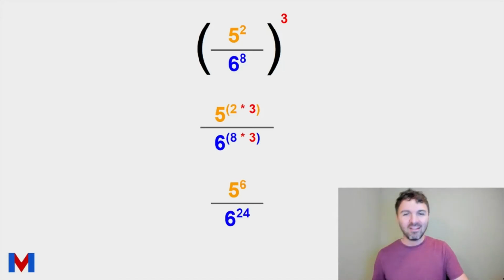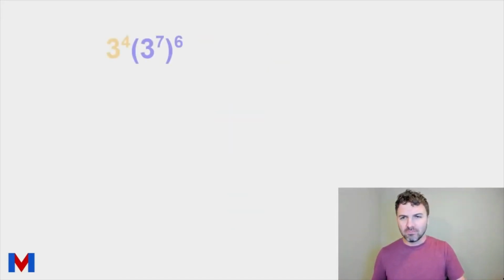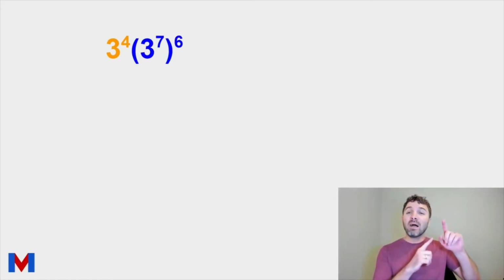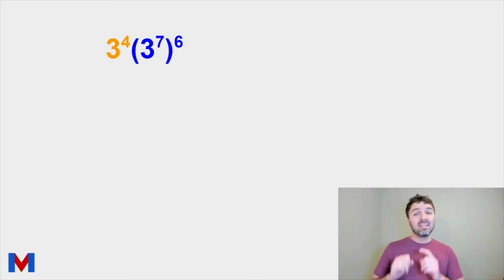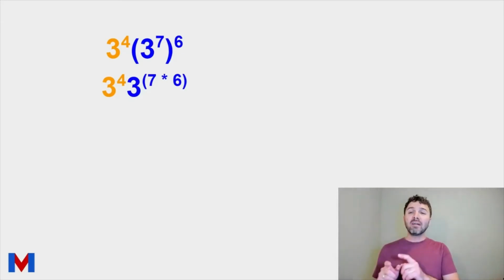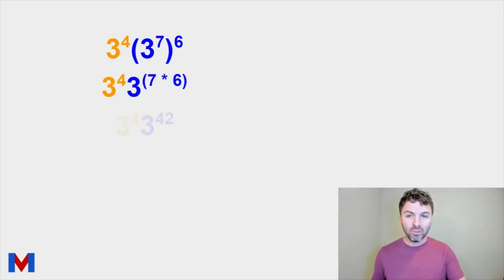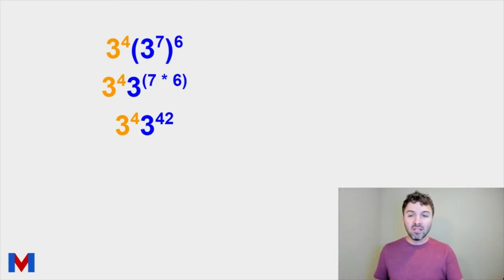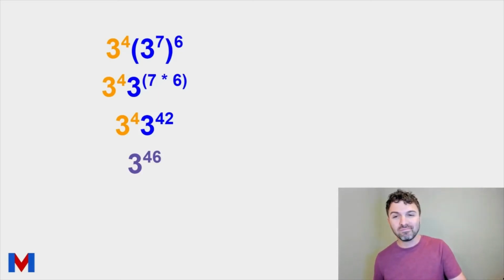Anyways, let's go on to another example. We've got 3 to the 4th times 3 to the 7th to the 6th. You may notice that 3 to the 7th is the only thing inside the parentheses. That means that 6th power only goes to the 3 to the 7th. It does not go to the 3 to the 4th. So we have 3 to the 4th times 3 to the 7th times 6th, which is 3 to the 4th times 3 to the 42nd. And then we can still simplify this because these both have the same base of 3. So we have 3 to the 46th power. Not too bad.